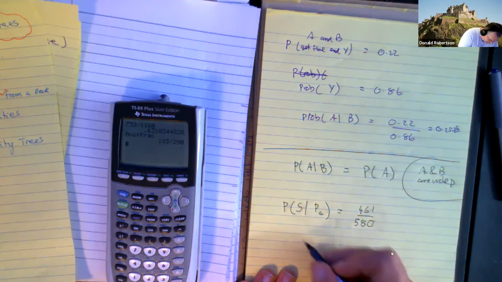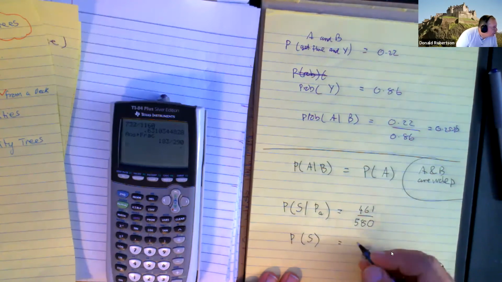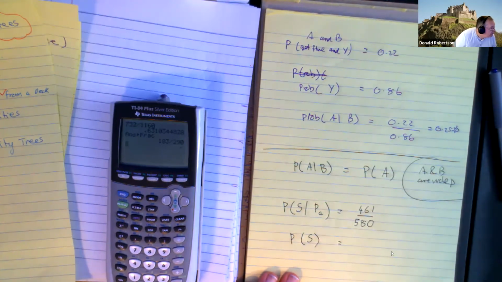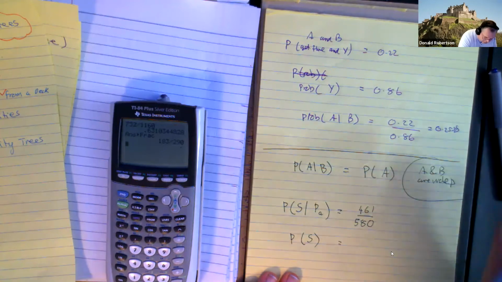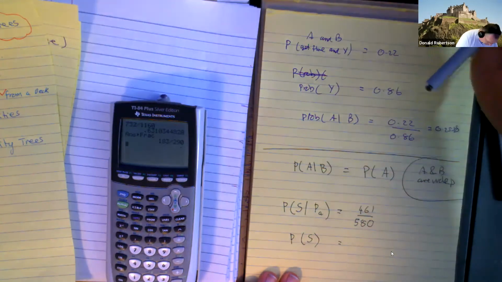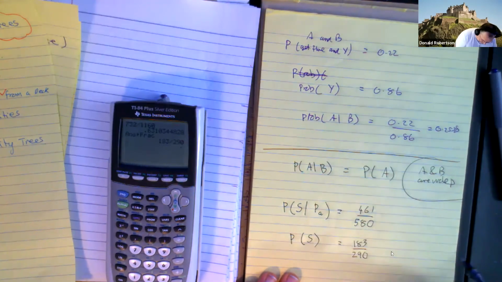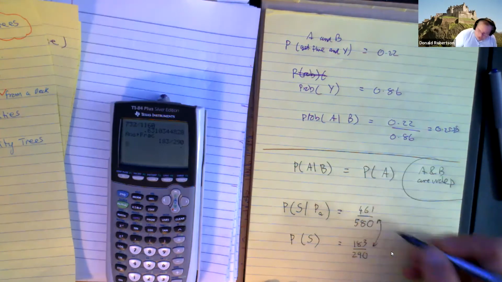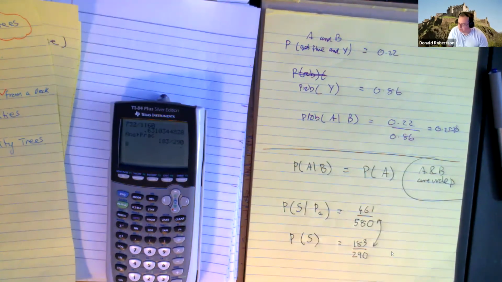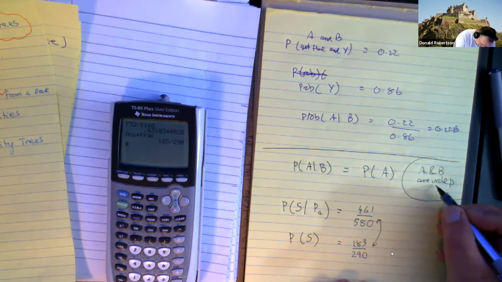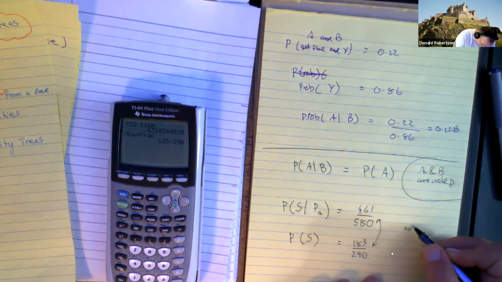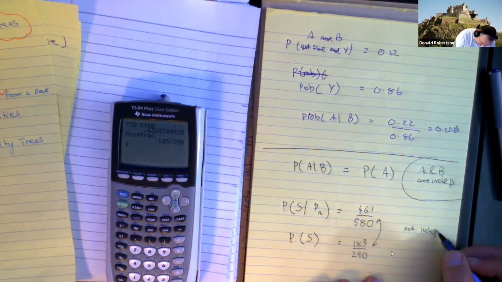Now, the probability that you sell a car, given that you use the passive approach, was 461 out of 580. The probability that you sell a car was, I'm going to have to move this a minute because I can't see it all, 183 out of 290. Would you agree that they are not equal? And trust me, even if you simplify them, which I doubt you could, they're still not equal. So that means they're not independent.